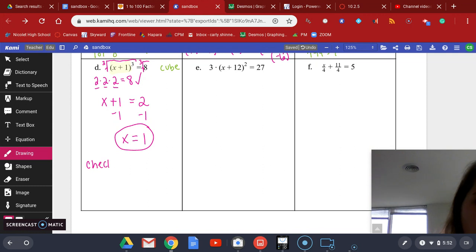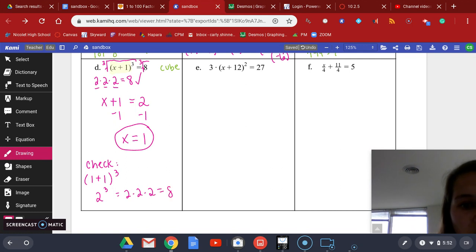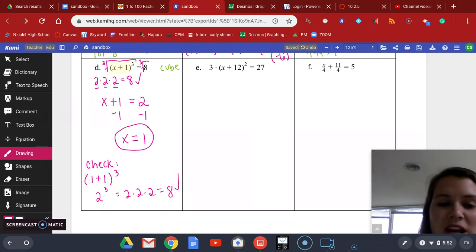And let's check our answer here by plugging in 1 for x. 1 plus 1 is 2. 2 cubed is 2 times 2 times 2, and that equals 8. So I know I'm rocking and rolling here.